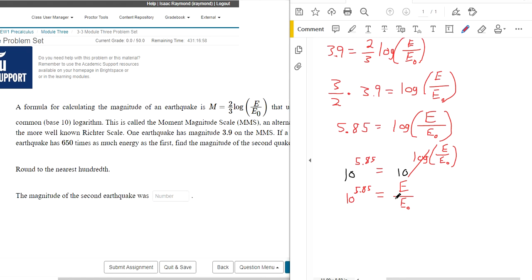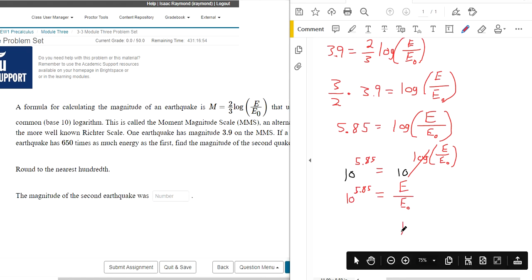We've almost completed our goal of getting E by itself. Let's get E sub 0, something that's not defined in the question, out of the way. Let's get E by itself by multiplying both sides by E sub 0. I shouldn't say to the 0, that makes it sound like an exponent. E sub 0. There. Now we have E by itself.